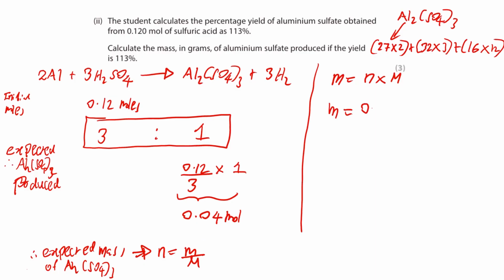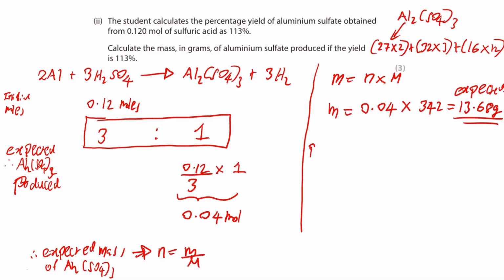Number of moles of aluminium sulfate is 0.04. Molar mass of aluminium sulfate is 342. That means I am expecting 13.68 grams of aluminium sulfate to be produced. This is the expected mass. How to find the percentage yield?